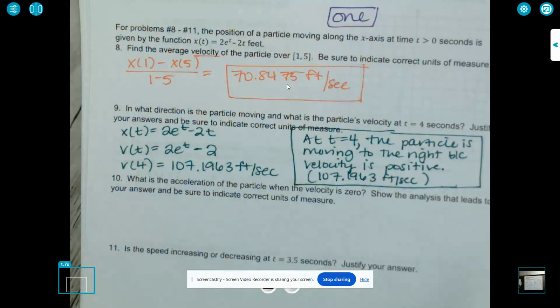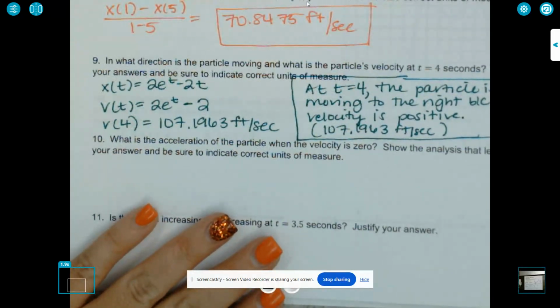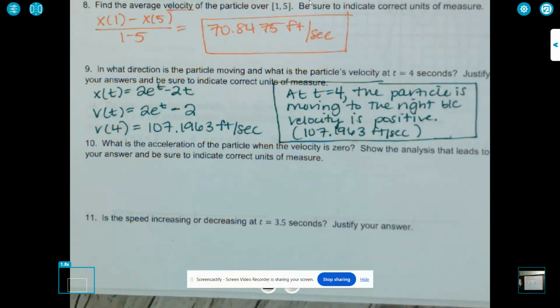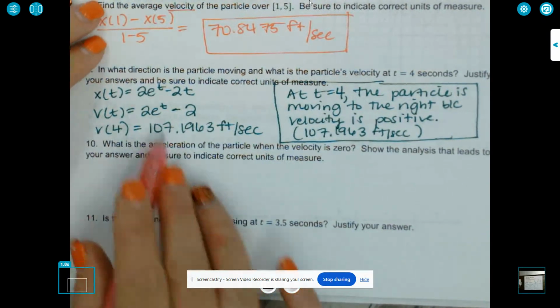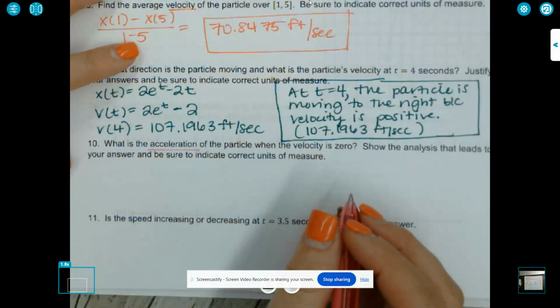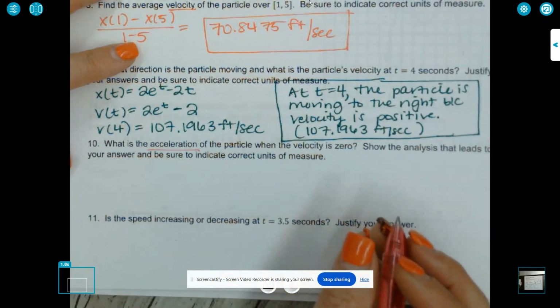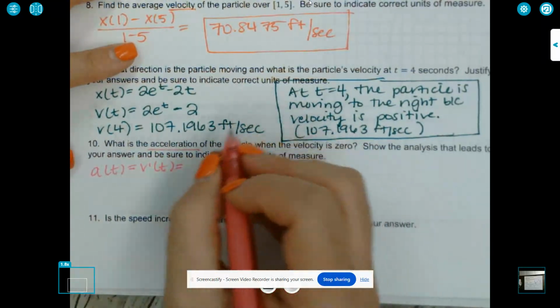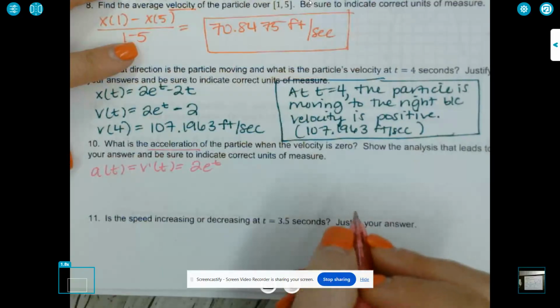All right. What is the acceleration of the particle when the velocity is 0? Show the analysis that leads to your answer and be sure to indicate correct units of measure. Okay, so this one did take a little bit of work for me. Oh, just kidding. The wrong problem again. Okay, so we're back to here, and we want to find the acceleration, right? So that's the second derivative, the derivative of velocity, so a of t equals v prime of t, which in this situation is going to be 2e to the t.